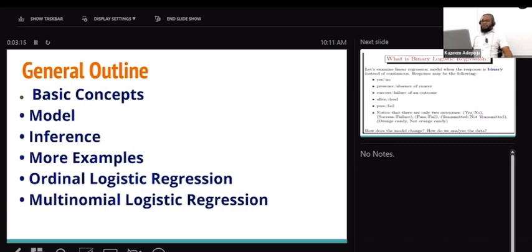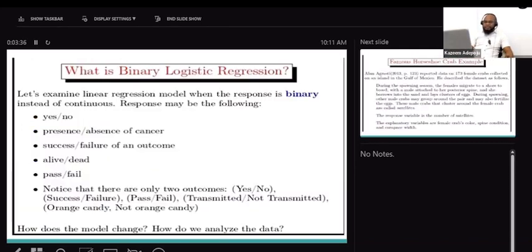So what I'm presenting to you now is what we are going to go over the next few days. Like I said, this is the last topic in the semester. Okay, so let's get started with what we call the binary logistic regression.